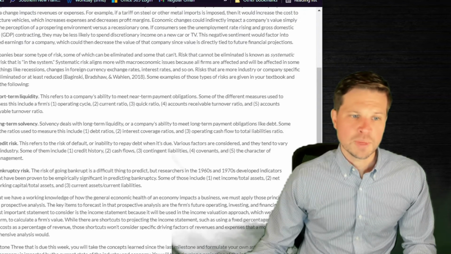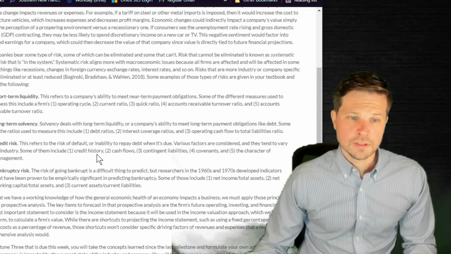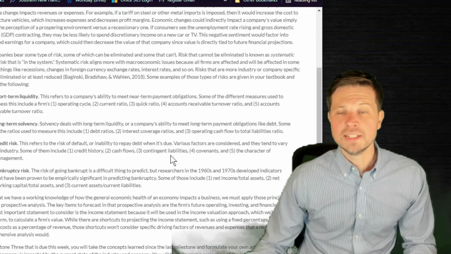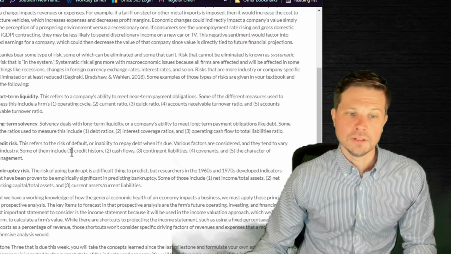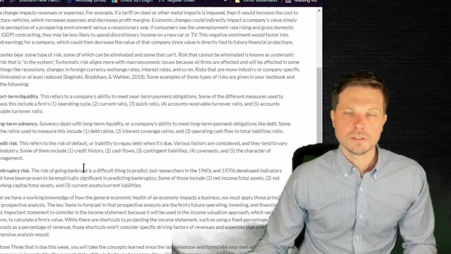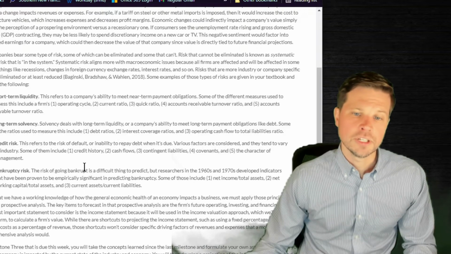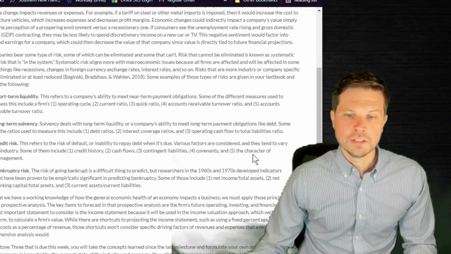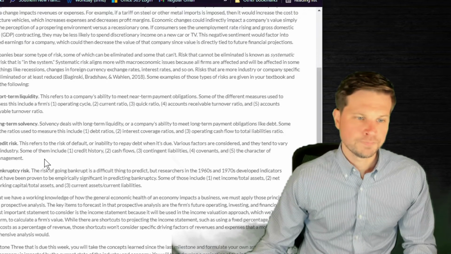Now, another systematic risk is credit risk. And this is talking about a company's ability or inability to repay debt whenever it's due. And in order to assess credit risk, companies or banks look at credit history, they look at cash flows, contingent liabilities, covenants like loan covenants, and then just the overall character of management.